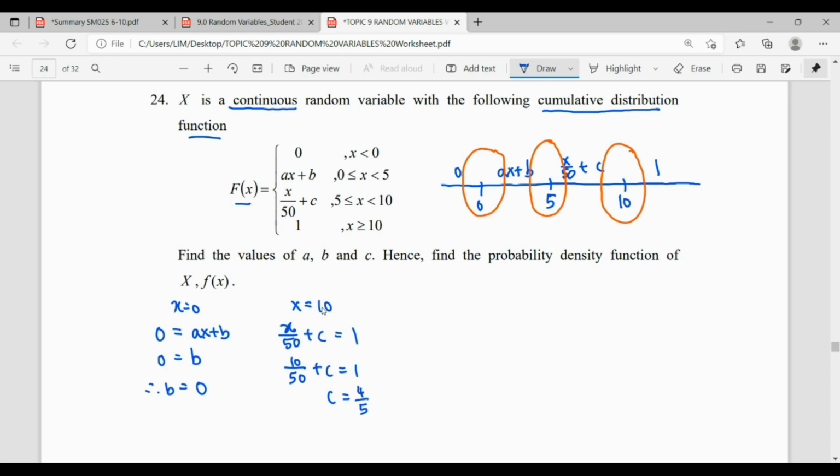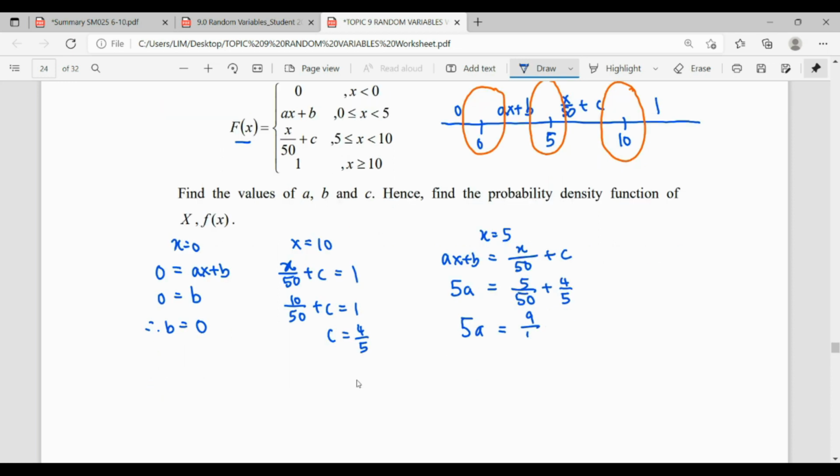Then we can go to the coordinate 5, where the left hand side function should be able to link to the right hand side function. Then we substitute our coordinate x equals 5 here, and together we know b is 0. So here we get 5a. Then we substitute here, it will be 5 over 50, whereas c we also found already, which is 4 over 5. So this 5a will equal 9 over 10. So a equals 9 over 50. So you see, hence we continue the question.